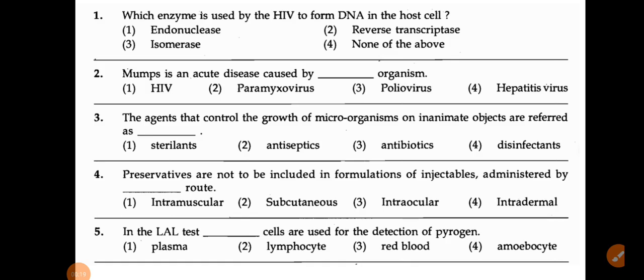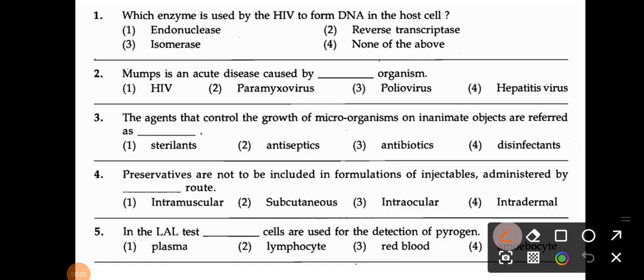Which enzyme is used by the HIV to form the DNA in the host cell? The options are endonuclease, reverse transcriptase, isomerase and none of the above. So what is the correct answer here? That is the reverse transcriptase, because reverse transcription is the procedure which involves RNA to DNA, right? And simply, transcription is nothing but your DNA to RNA. So here the answer is reverse transcriptase.